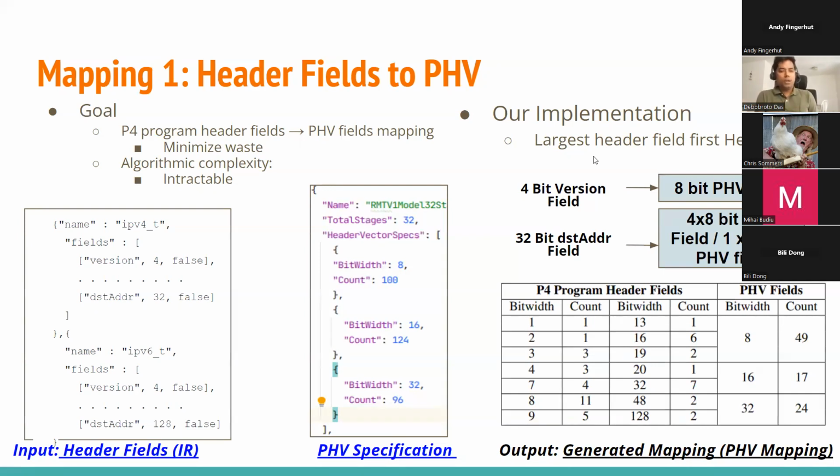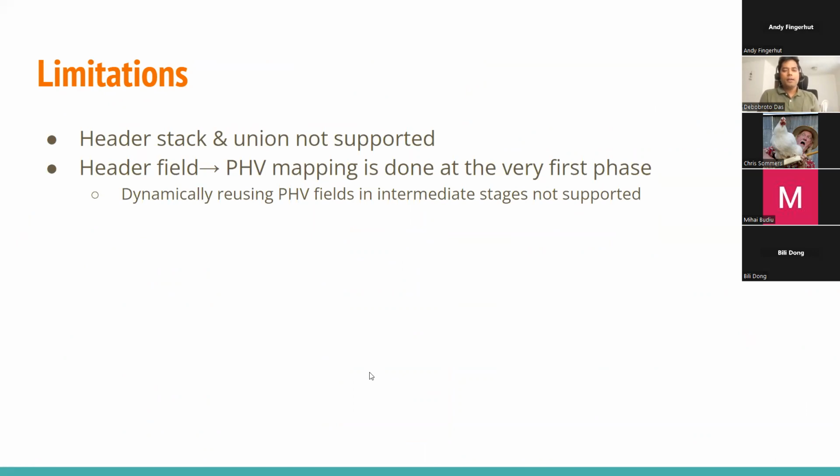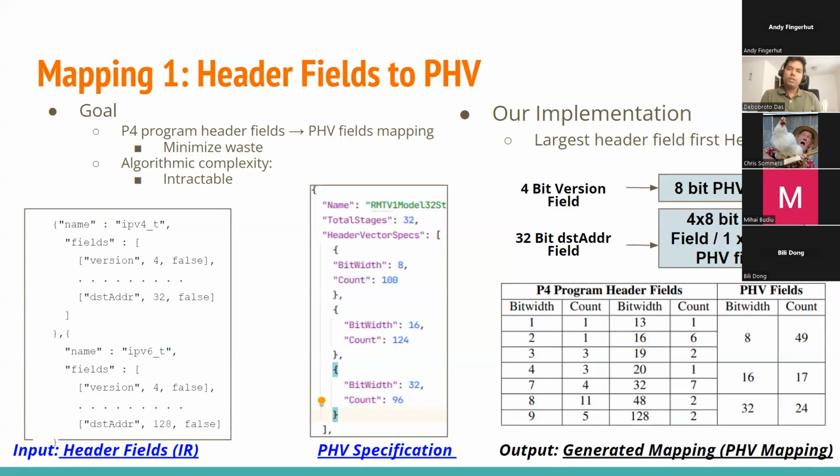But of course, say you have a 125-bit field in your header field. In that case, you cannot map that into this hardware. In that case, you can actually merge multiple packet header vector fields. That feature is also there. So this is the basic implementation.